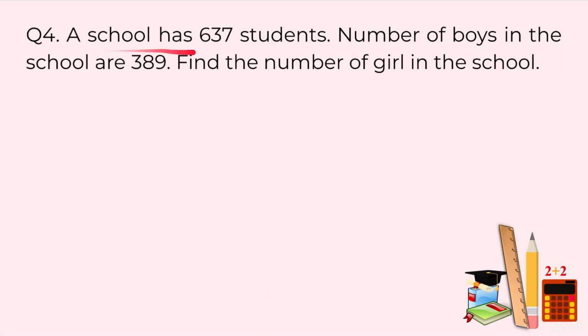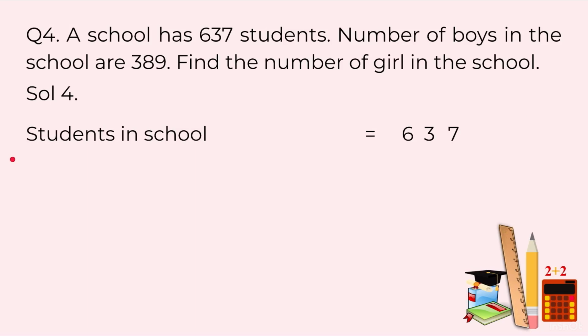Question 4. A school has 637 students. Number of boys in the school are 389. Find the number of girls in the school. We will read the first sentence. A school has 637 students. In this sentence, the information given to us is students in school. That is what we will write as the first statement. Students in school is equal to 637.